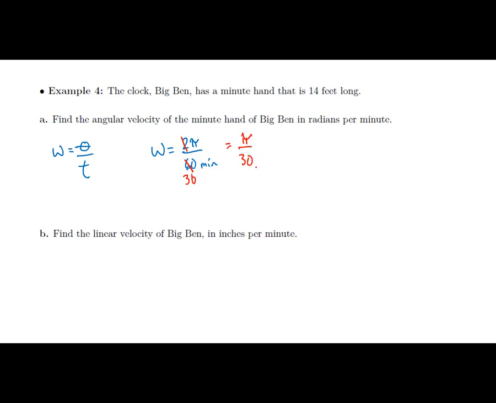And technically, radians are unitless, but I think in the case of angular velocity, it's nice to go ahead and say radians per minute. It's kind of awkward to just say per minute. So pi over 30 radians per minute. And then, this is a real-life problem here, so let's go ahead and give the approximation to that. I get about 0.105 radians per minute.